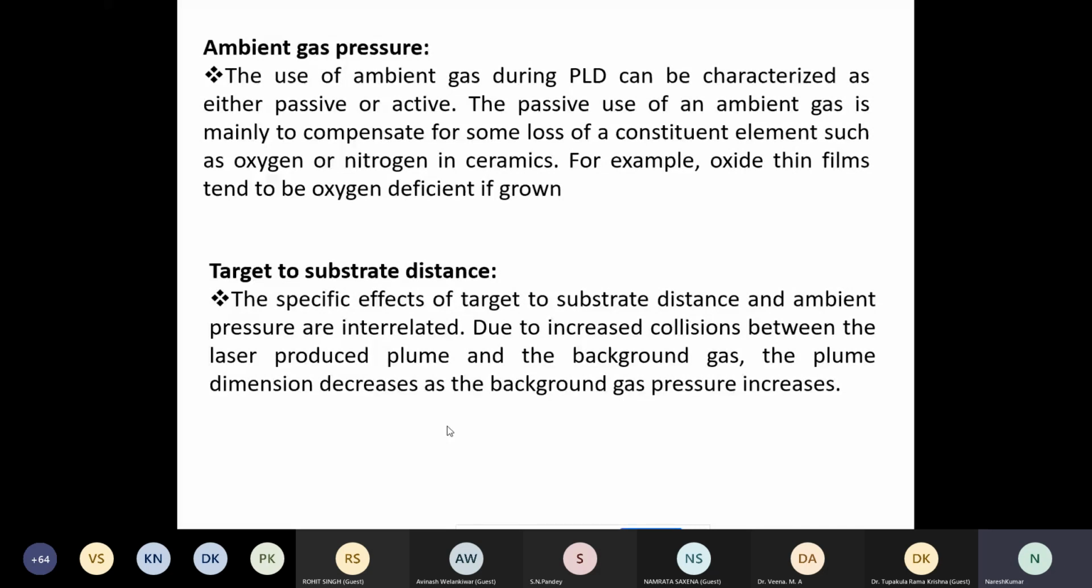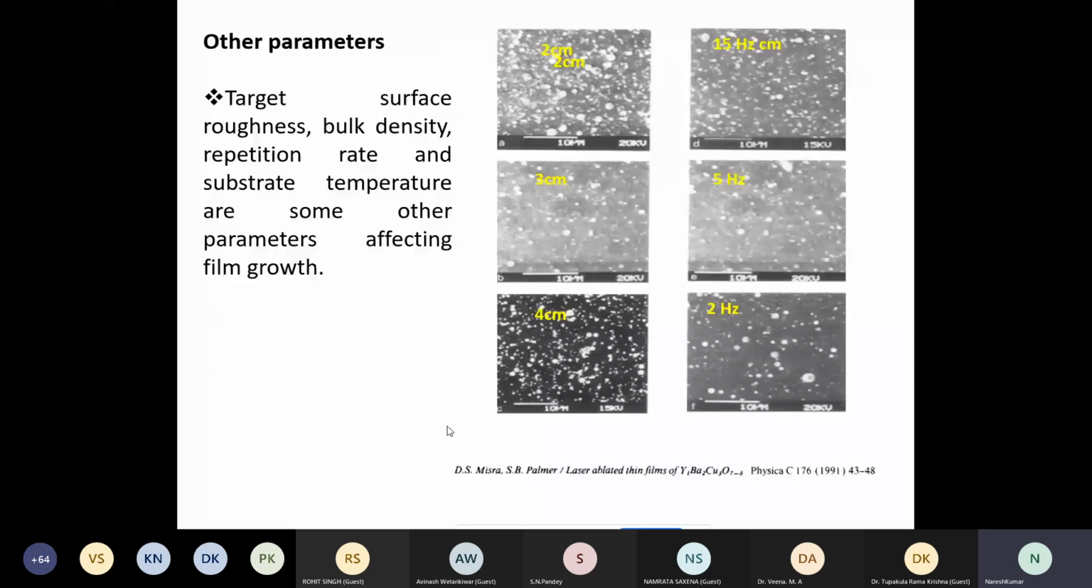One more parameter is target to substrate distance. Yes. So if you place your substrate very close to the target, then maybe due to collision between the plasma and the background gas, my film quality may be affected. Other than that, I think we have shown temperature. Did I mention temperature here? No. So other than that, there are many more parameters which are controlling film quality a lot.